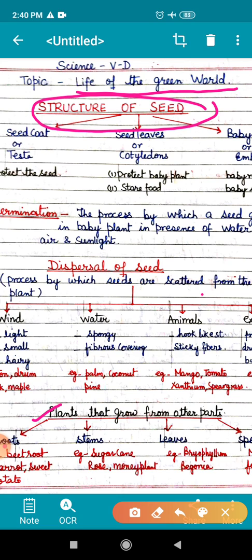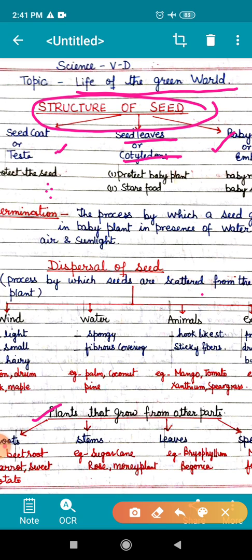structure of seed. Children, seed has three parts: seed coat, seed leaves, and baby plant. Seed coat is the outermost covering of the seed and it protects the baby plant. Children, seed coat is also known as testa. When you remove this seed coat, you will get two leaf-like structures that are known as seed leaves or cotyledons.